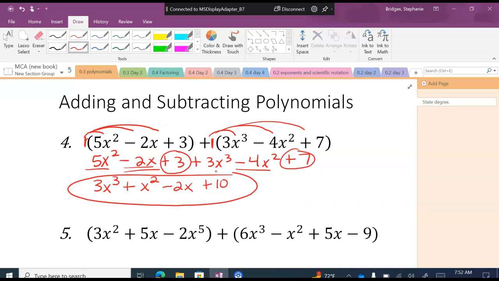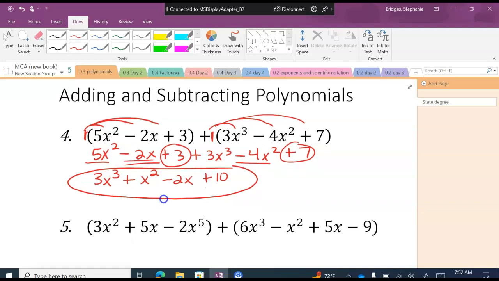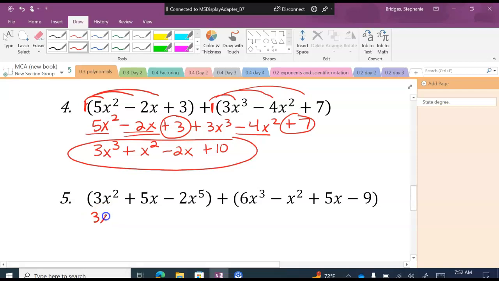If I were to ask on number 4, I didn't, but if I were, what's the degree of number 4? 3. The highest exponent is a 3. All right, so I'm going to do the same thing here. I'm going to rewrite this without my parentheses, just so that I don't think I have to multiply anything anywhere. Even though technically I am multiplying, positive 1.